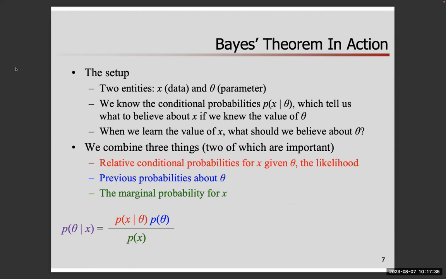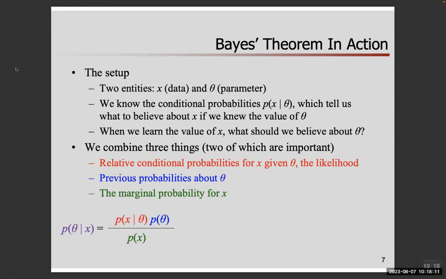To keep it simple, there are 2 entities, X standing generically for data, things we've observed, and theta standing for a parameter, something we haven't observed. We know some things. We know the probability of data given the parameters. The expression there is P, X, vertical bar, or conditional on theta. That tells us what we should think about the data if by some way we were to know the values for the parameters. Inference proceeds in the opposite direction. When we learn the value of the data, the things that are actually observable, what should we now think or believe about the unknown parameters?